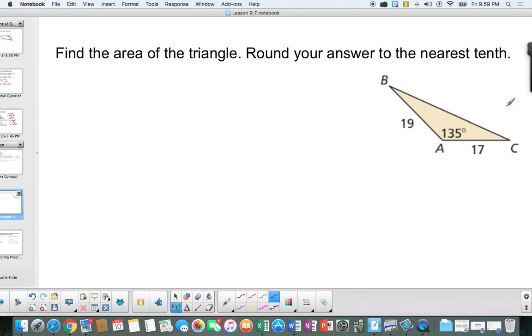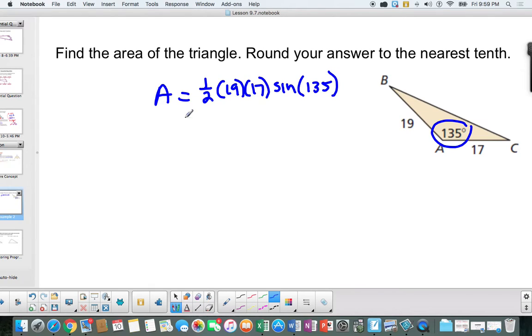All right, so here's a triangle here, and I can see my angle, and I can see my two sides. So the area will be 1/2 times the two sides, which is 19 and 17, times the sine of the included angle, which is 135. Let's just go ahead and put this in our calculator and round to the nearest tenth. And our answer is 114.2.